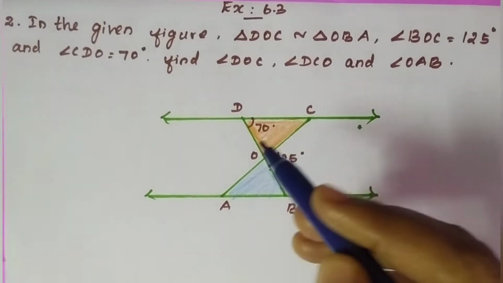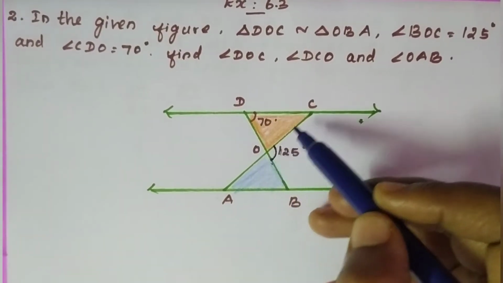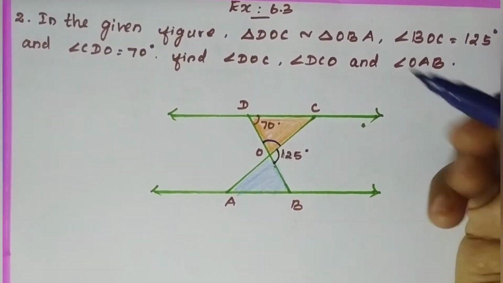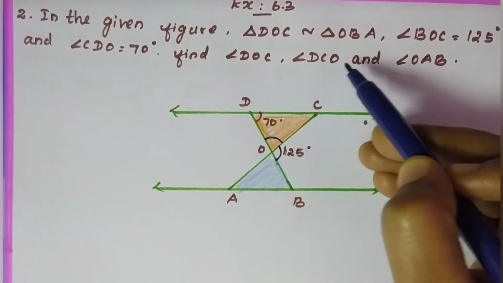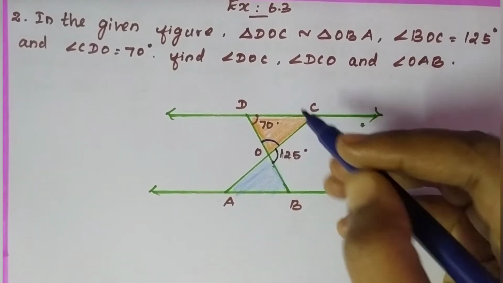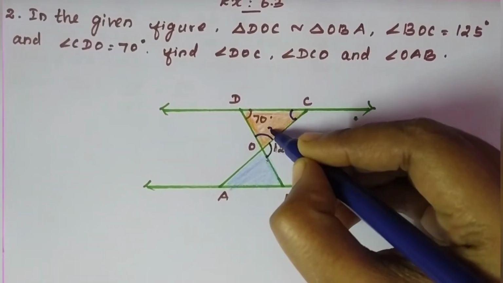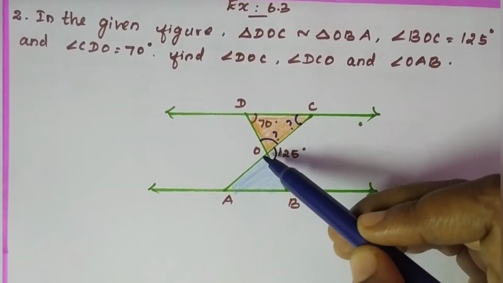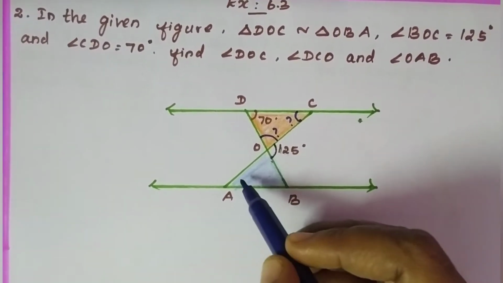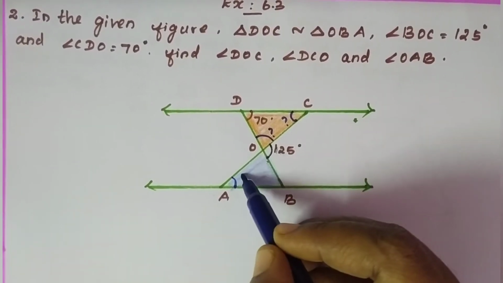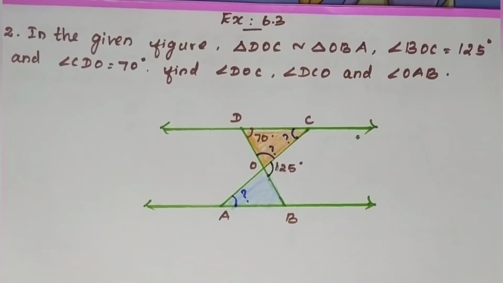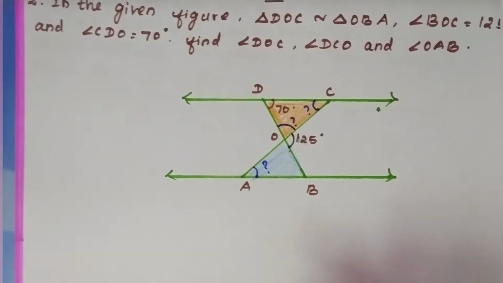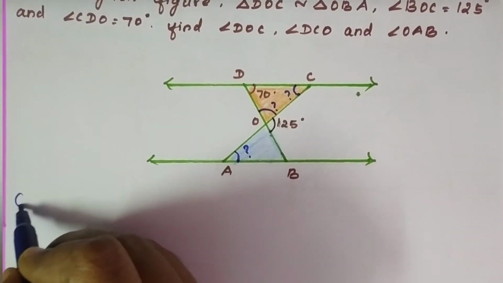Find what are all the things you have to find. First, angle DOC. Then angle DCO. After that, third, angle OAB. Clear? So first you have to write the given. What are all the things given in the question?